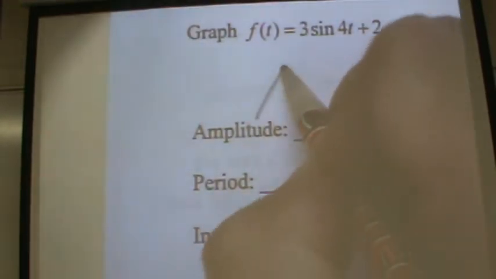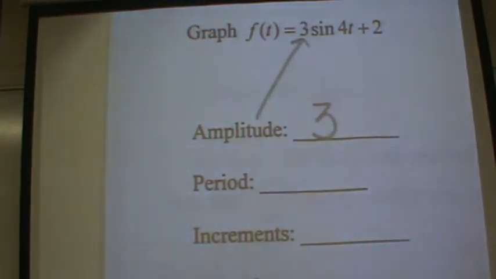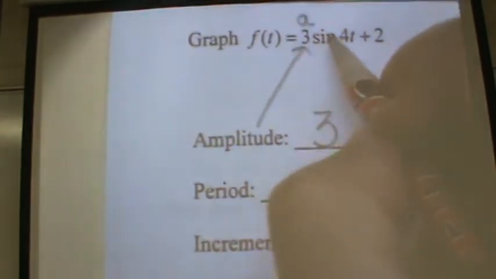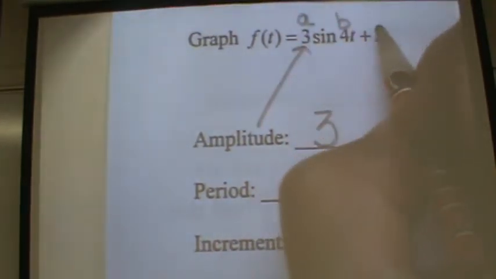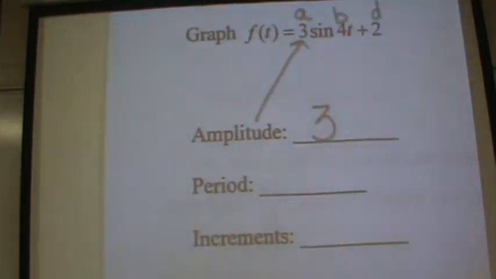This is your amplitude, what is it? 3. This is your A value, 4 is your B value, and D is your 2.